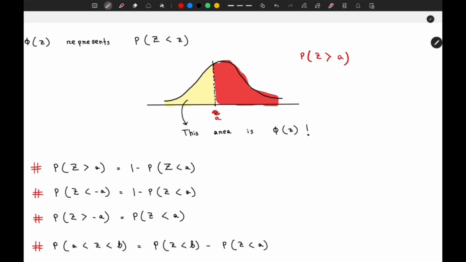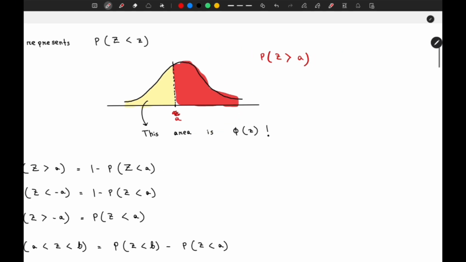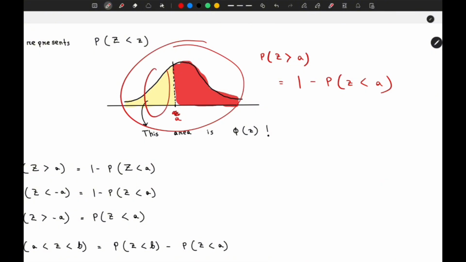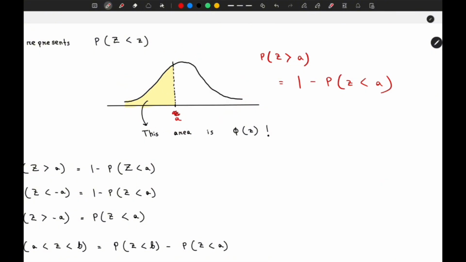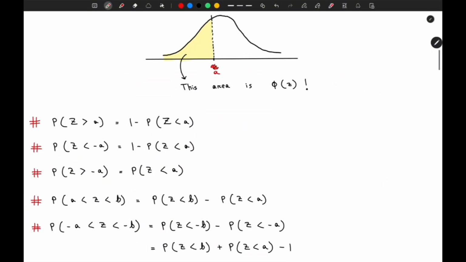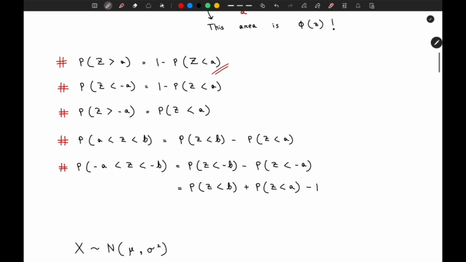Now, all of you know that the total probability is 1, the total area is 1. So you can say that probability of z is greater than a is equal to the total probability minus probability of z is less than a. So the total probability minus this region. So this is where the formula came in. And these are the usual formulas. You need to keep these memorized. All right.